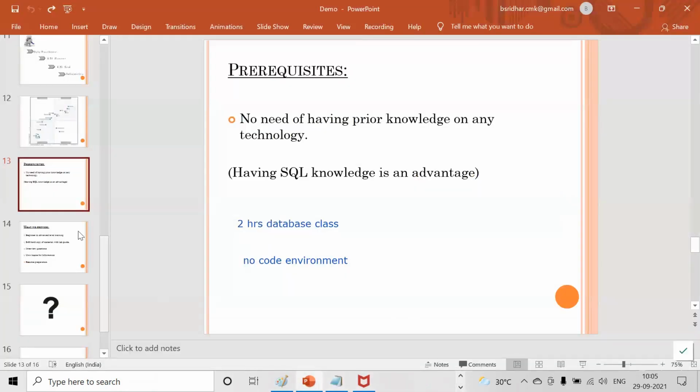Okay. So this is about prerequisites. Swati, do you have any specific questions with respect to prerequisites? No, sir. Okay. So this is comfortable for everyone, even people from a non-IT background, because you don't have programming stuff here.